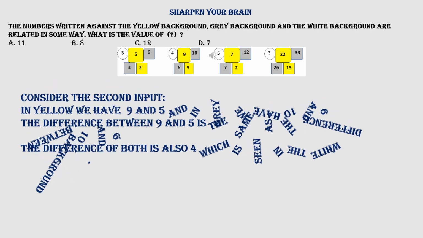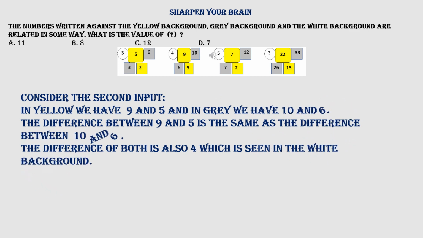Consider the second input. In yellow we have 9 and 5. And in gray we have 10 and 6. The difference between 9 and 5 is the same as the difference between 10 and 6. The difference of both is also 4, which is seen in the white background.